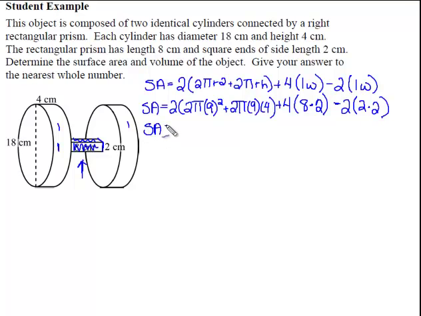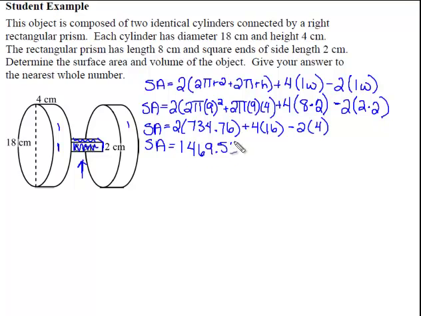Let's do some calculating. If we multiply out all of this stuff in the middle, we will get a value of 734.76. 8 times 2 is 16. 2 times 2 is 4. 2 times 734.76 is 1,469.52. 4 times 16 is 64. And 2 times 4 is 8, and we're subtracting that 8.